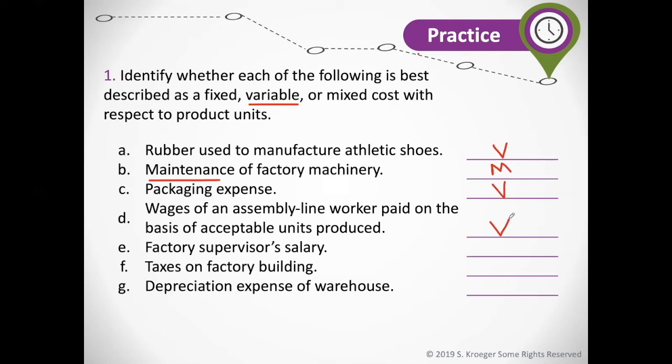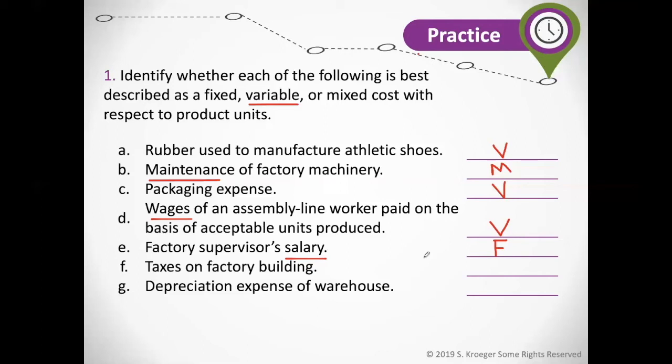E, factory supervisor salary. Do you all understand how salary works? This is different from wages. Wages is on a per hour basis. Salary is one amount for the whole year. Regardless of how many hours are worked, salary would stay the same. For example, I'm on a salary. If I work overtime or if I work less hours, I still get paid the same thing. What cost do you think this would be? This would be a fixed cost because regardless of how many shoes we're making, whether we double or not, the manager or supervisor's salary would still stay the same.